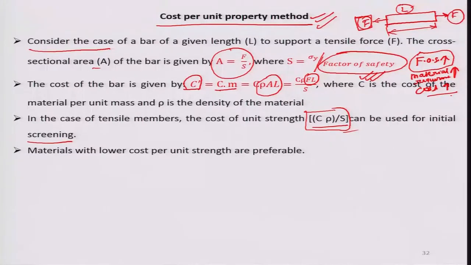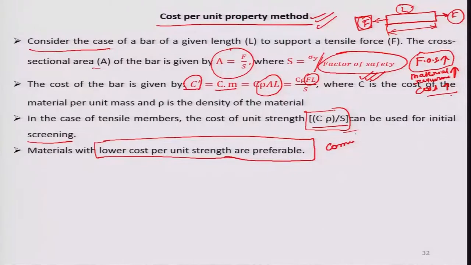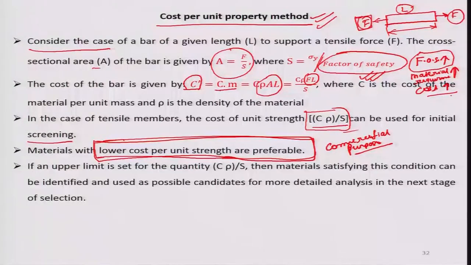Now, here, materials with lower cost per unit strength are preferable, because after all, whatever you are going to make is for commercial purposes, or you are going to benefit commercially from the market. So this is very important. Lower cost is a very important parameter in material design selection. If an upper limit is set for the quantity C rho by S, then materials satisfying the condition can be identified and used as possible candidates for more detailed analysis in the next stage of the selection.